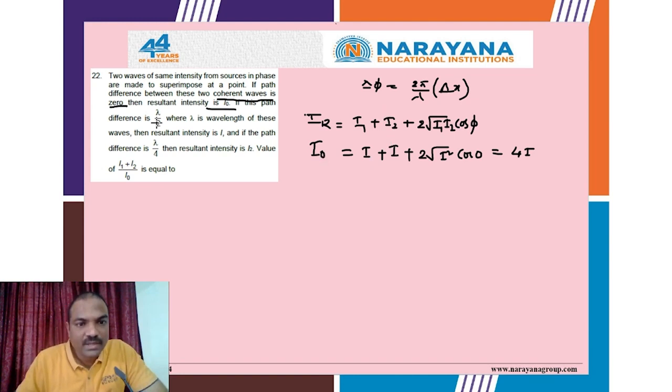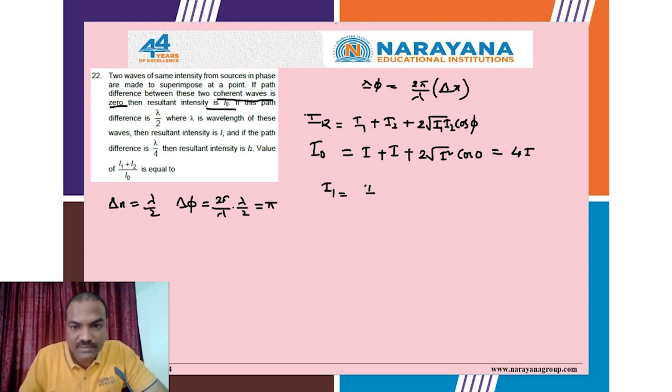Okay. Then path difference is lambda by 2. Then they are saying that resultant intensity is I1. If path difference is lambda by 2, that means delta x is equal to lambda by 2. Then what would be the phase difference? Delta phi is equal to 2 pi by lambda into lambda by 2. You will get pi. Okay. So then I1 value is equal to I plus I plus 2 root I square cos pi. Cos pi value is minus 1. So as it is minus 1, this entire value goes to minus 2i and this is plus 2i. So all will cancel out, will give you 0 intensity.